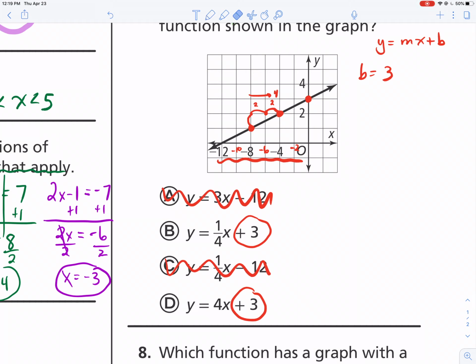But in our case, remember, we want our positive slope, so make sure we do our rise over our run. So our first thing was it rose 1, and then we ran 4. So we ended up with a slope of 1/4, which would give us B.